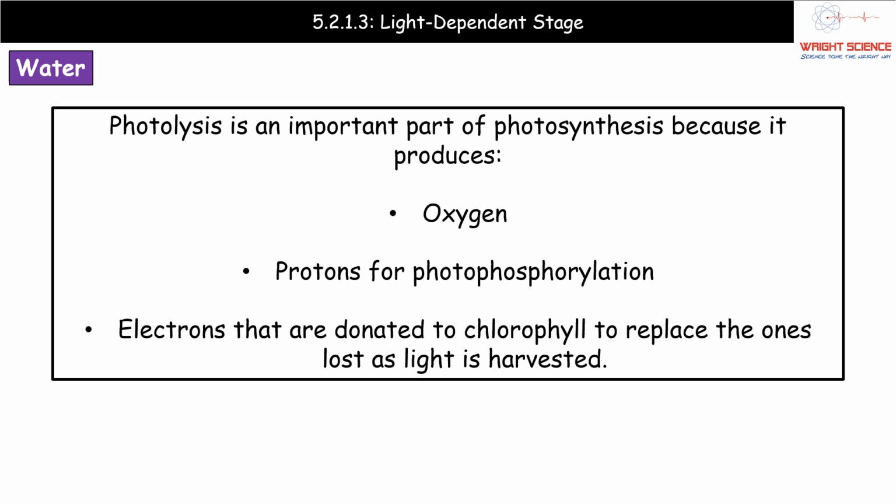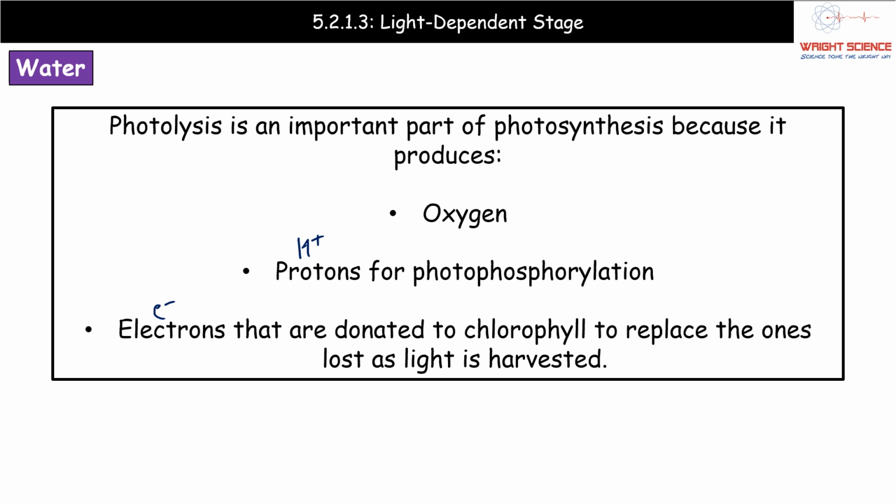In terms of why this photolysis is important, it's going to produce oxygen. That's one important thing on its own. It also provides us with 2 other important parts. Those protons, which remember are the hydrogen ions, are then going to enter this next stage of photophosphorylation. The electrons, which are our little e-, are going to be donated to the chlorophyll to replace the ones that were lost when the light was harvested.